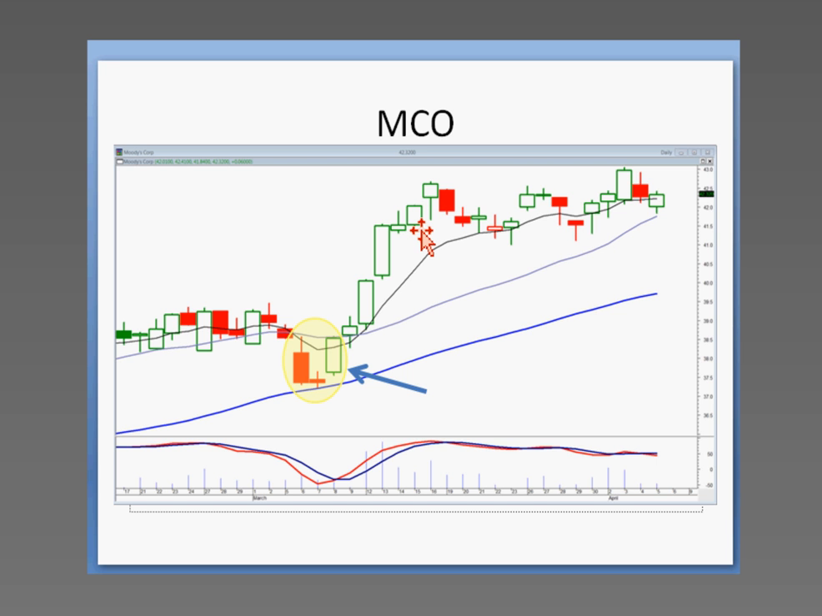Where would you place a stop after an inverted hammer? At the bottom of that inverted hammer. It shouldn't come back down through that level.